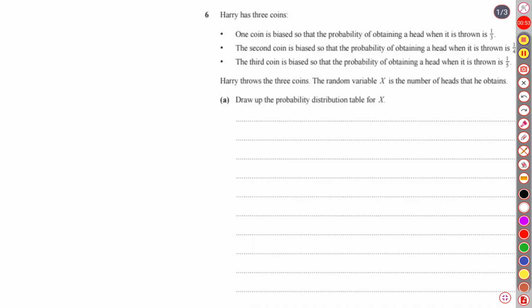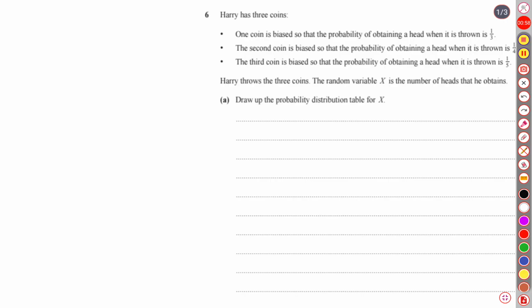The random variable X is the number of heads he obtains. Question A says draw up the probability distribution table for X. So first of all, before solving such a question, we should not get confused. Usually we know that in probability distribution there are three major kinds: normal distribution, binomial distribution, or geometric distribution. Actually this distribution cannot be categorized in any one of these three distributions.